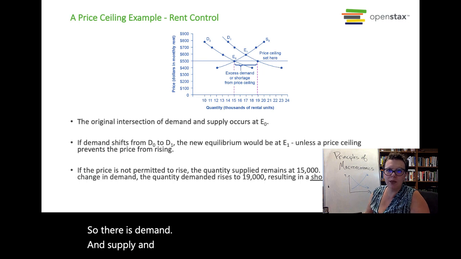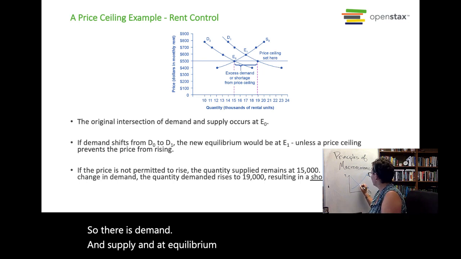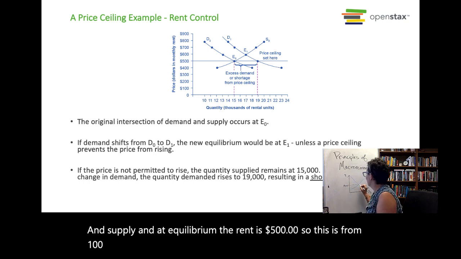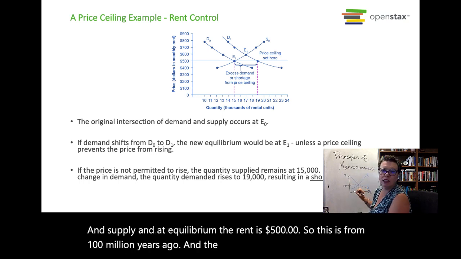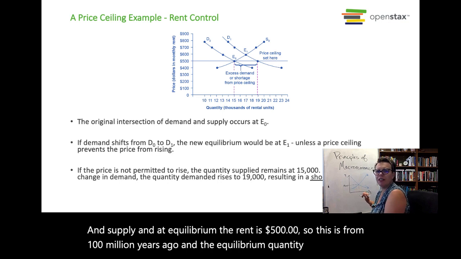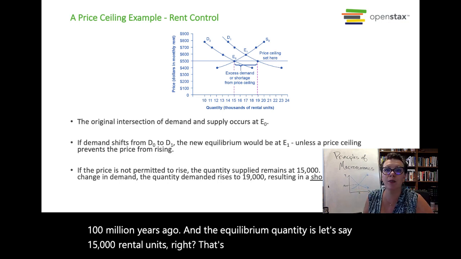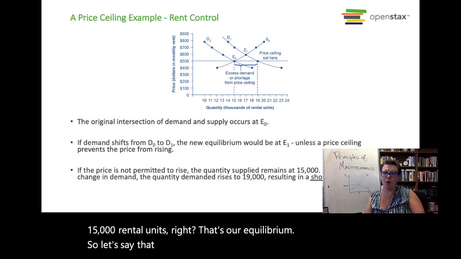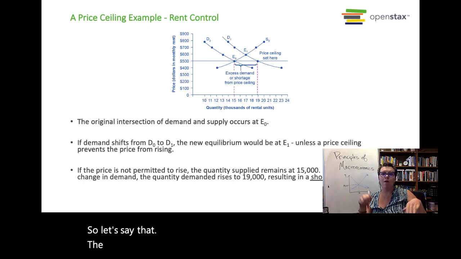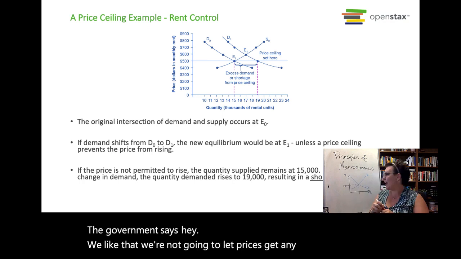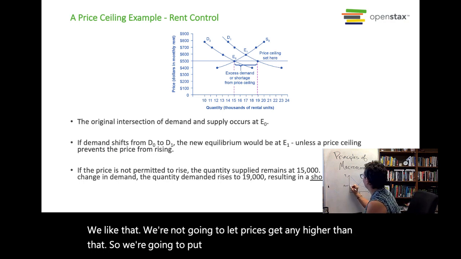And at equilibrium, the rent is $500. So this is from 100 million years ago. And the equilibrium quantity is, let's say, 15,000 rental units, right? That's our equilibrium. So let's say that the government says, hey, we like that. We're not going to let prices get any higher than that. So we're going to put in a price ceiling right here.